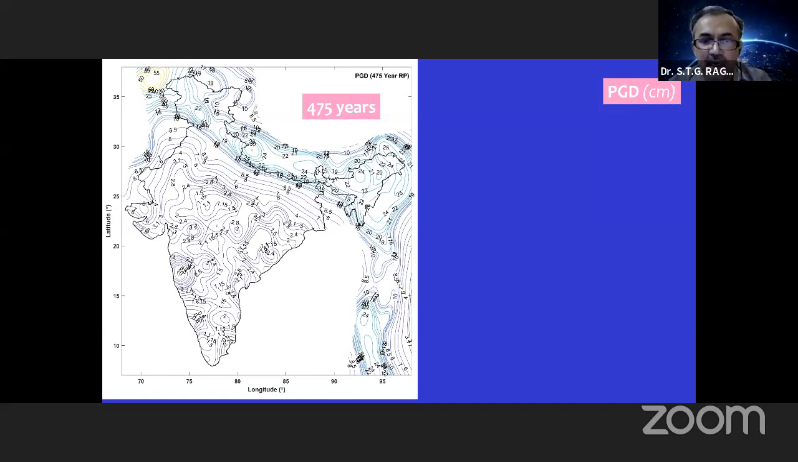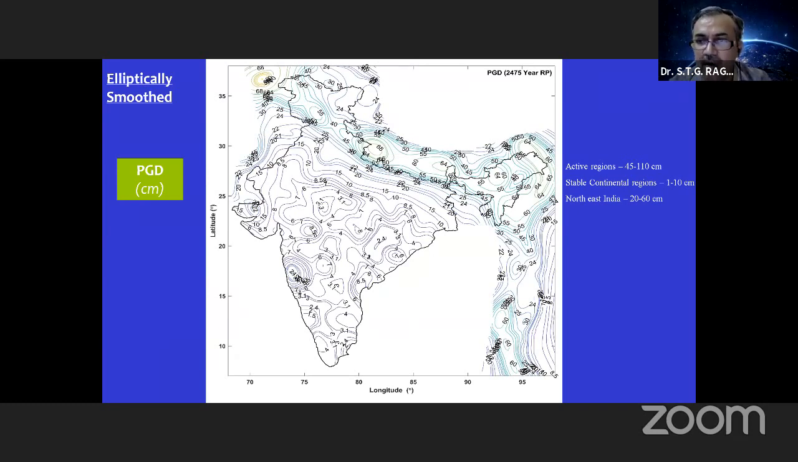Now you can see the peak ground displacements in the Himalayas are around 20 to 55 centimeters, whereas in South India these values are low, around 1 to 2 centimeters, or of course in the Koyna region, we have a high value of 10 centimeters. Similarly, this is at the 2,500-year return period, so obviously the values will be high. The displacement increases in active regions to 45 to 110, then in South India, say 1 to 10 centimeters, and in the Northeast 20 to 60 centimeters have been observed. But for all these values, the risk level is the same, that is 1 in 2,500 years.